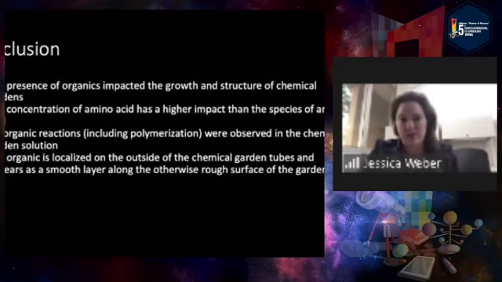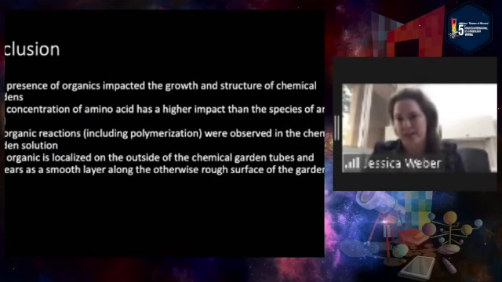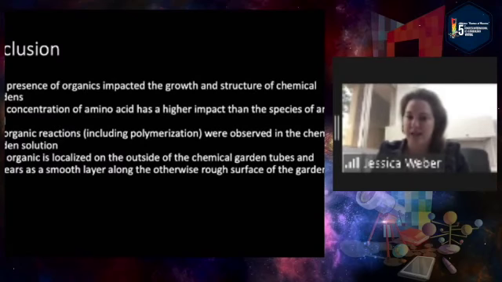And so my conclusions are that the presence of organics clearly impacted the growth and structure of these chemical gardens. The concentration of the amino acids had a higher impact than the species of the amino acids, so we didn't see much of an effect of the different side chains. No organic reactions, specifically polymerization, were observed, and the organic is localized on the outside of the chemical garden tubes and appears as a smooth layer along an otherwise rough surface.